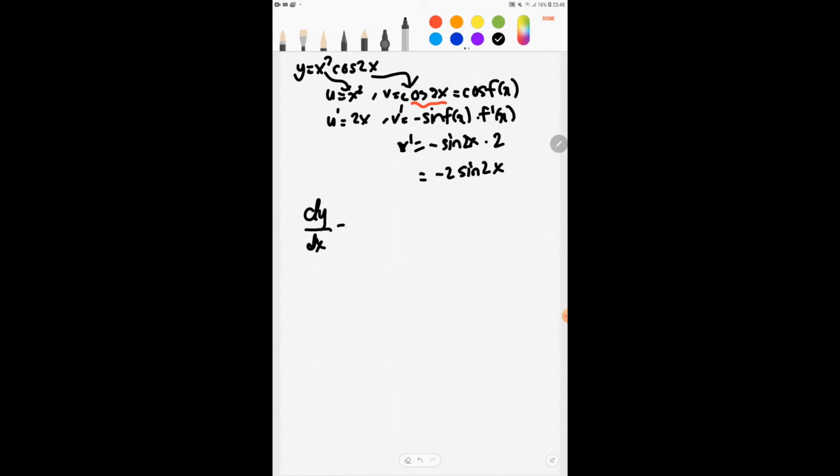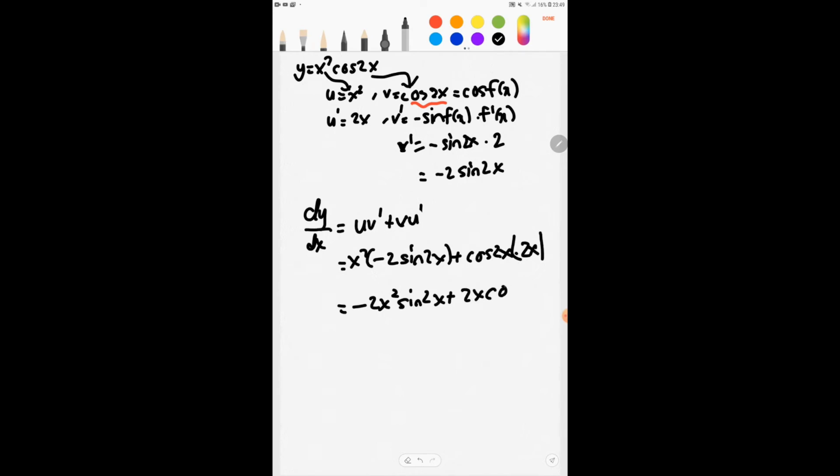Since the y is in terms of the product between two functions, for dy dx we need to use the formula for product rule, u v prime plus v u prime. So every time we need to write this formula, and after that we are going to substitute the values for u, v, u prime and v prime. So we get here x squared multiplied by v prime, negative 2 sine 2x, plus v, which is cos 2x, multiplied by 2x. So when we expand it, we get negative 2x squared sine 2x plus 2x cos 2x.